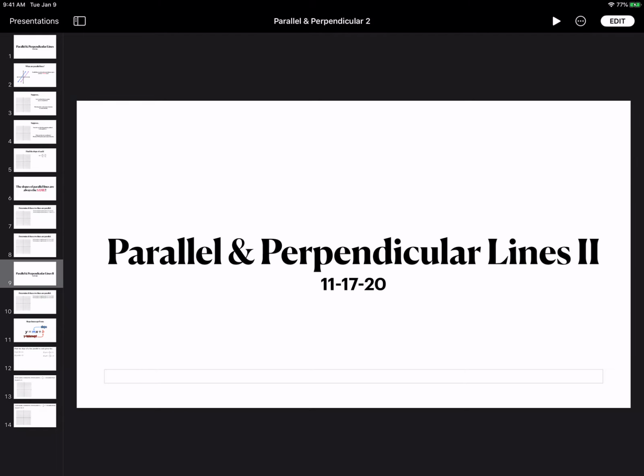I believe some of you got this yesterday when we talked about it. The slope is 7 over 4, and yes, they are both going to be parallel. And here's how we can figure this out.